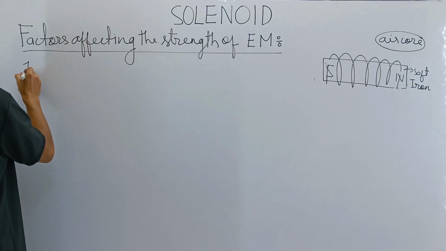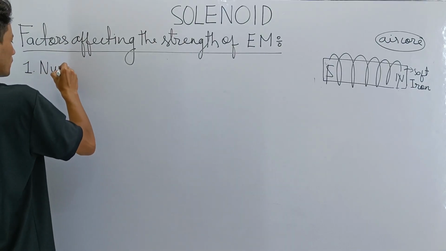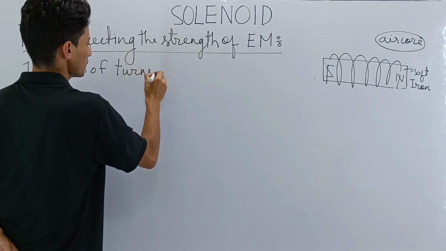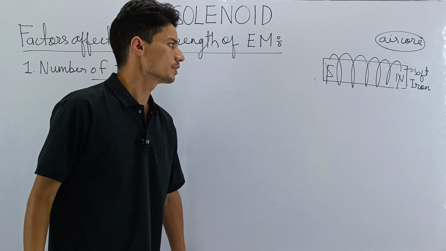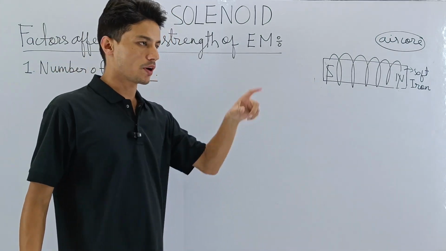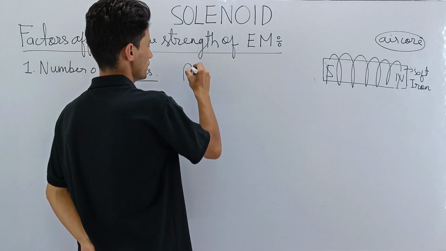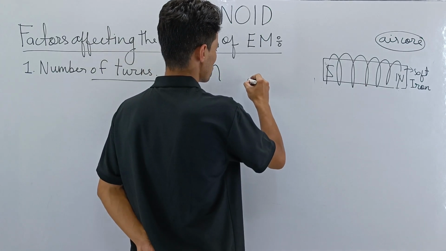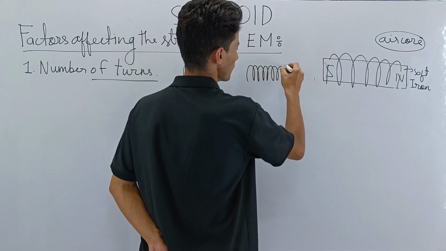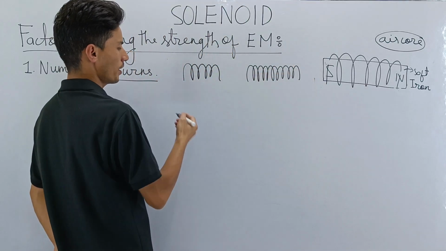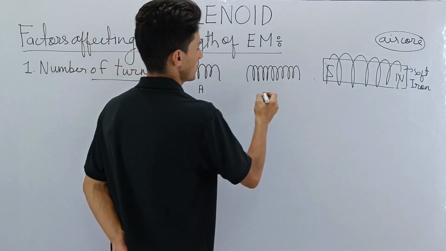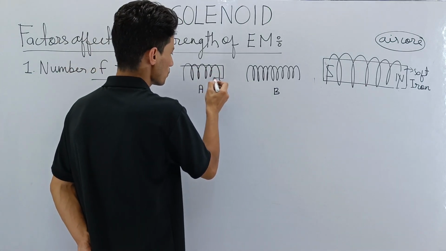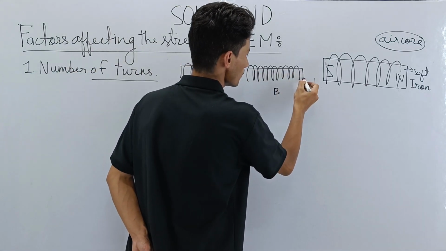The first factor, number one, number of turns. What does it mean? A solenoid has got turns. The wire has got turns. So let's take a solenoid having 1, 2, 3, 4, 5 turns, and the other solenoid having 10 turns. This has got 10 turns, this has got 5 turns. This is solenoid A, solenoid B. Let's make it an electromagnet by inserting a core. So core is here, core is here.